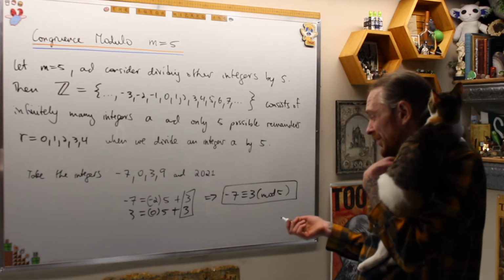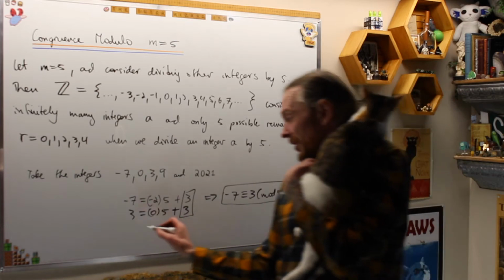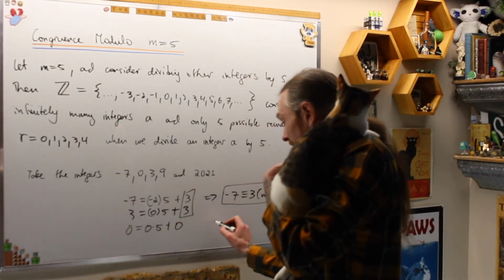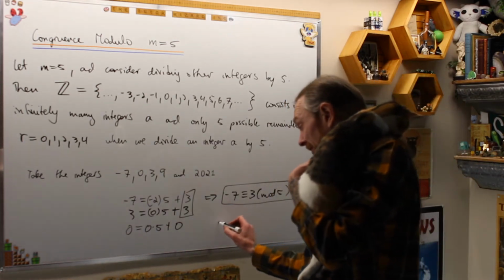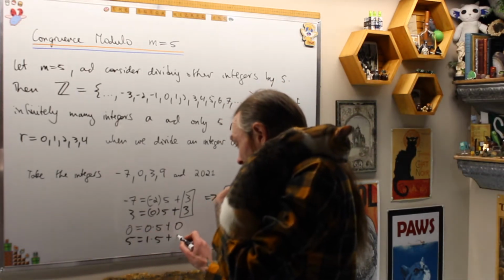Another one we can consider is, what if I look at 0? Well, 0 is equal to 0 groups of 5 plus 0. So 0 leaves its own remainder when I divide by 5. And in particular, 5 is one group of 5 plus 0.